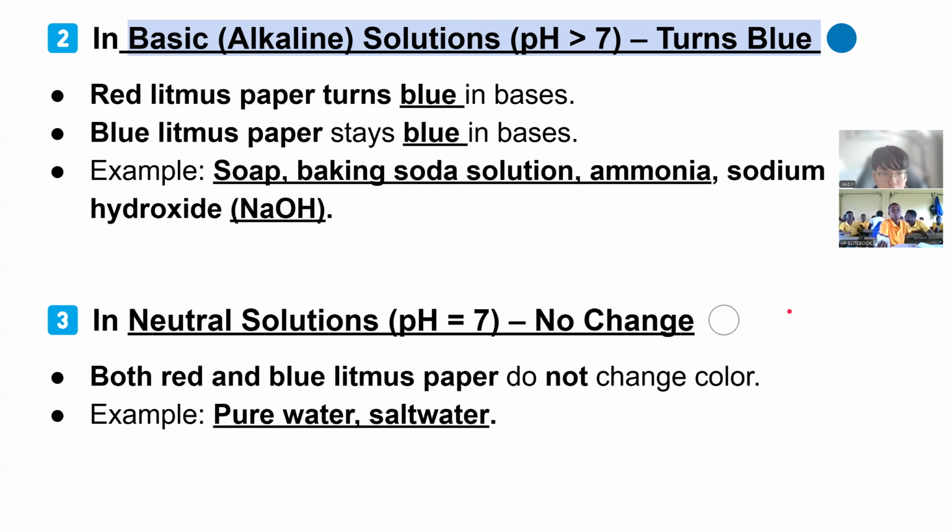For basic solutions, it has a pH of greater than 7 and it turns the litmus paper blue. Red litmus paper turns blue in bases, and blue litmus paper stays blue in bases. Some examples of bases that are very common are soap, baking soda, ammonia, and sodium hydroxide is another example.